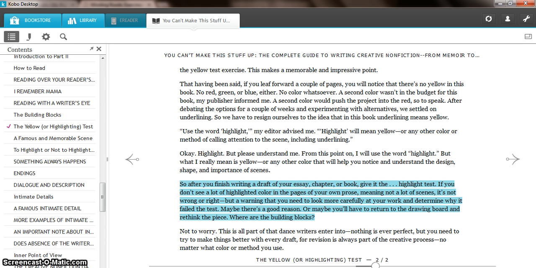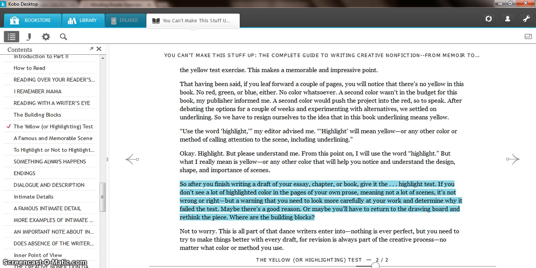Earlier in the unit, we talked about the highlighter test and using that to identify the scenes, and you've been practicing that within your reading. So once you're done with your draft, here I'll just read. So after you finish writing your draft of your essay chapter or book, give it the highlight test. If you don't see a lot of highlighted color in the pages of your own prose, meaning not a lot of scenes, it's not wrong or right, but a warning that you need to look more carefully at your work in determining why it failed the test.